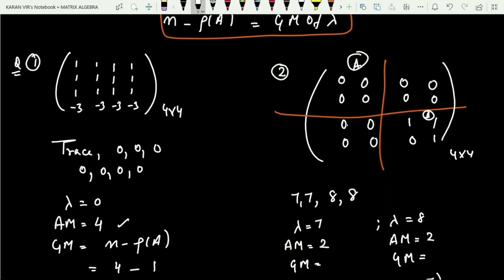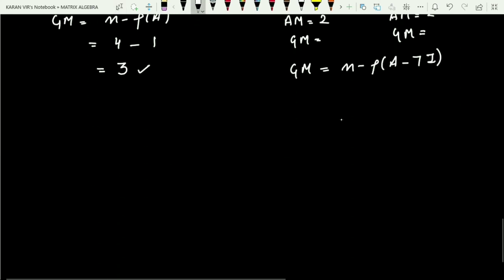Now you can observe that this is a matrix, and what is the rank of this matrix? The rank is 2. So that is 4 minus 2, which is 2. Fine. So the geometric multiplicity also comes out to be 2.